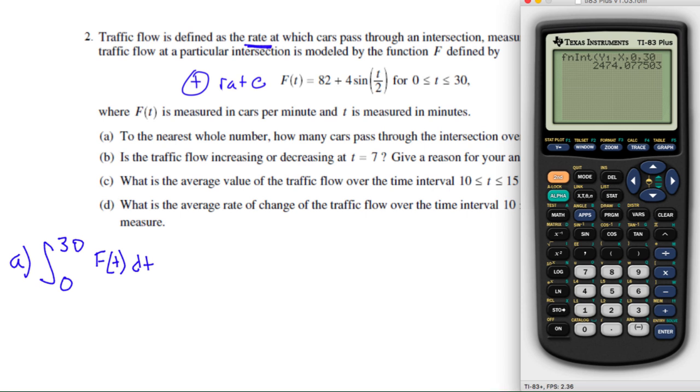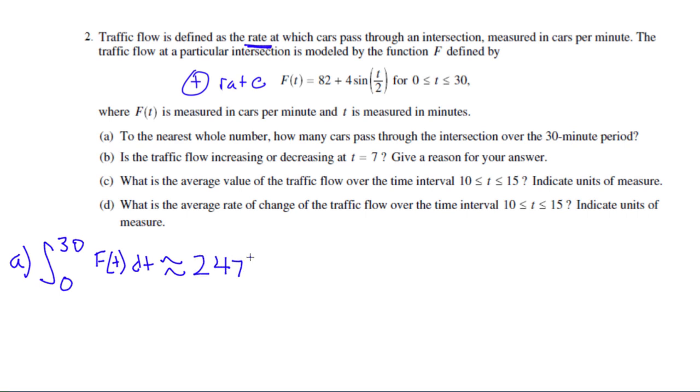Math 9, Y1. Check your mode. Are you in radians or degrees? Radians. Okay, radians isn't the problem. Did you type in your y equals function? Check it with mine. This is Y equals 82 plus 4 sine of t, x divided by 2. Yep. So if I quit out of this, this integral is approximated by 2,474.078. But it says to the nearest whole number, so the answer is 2,474 cars.